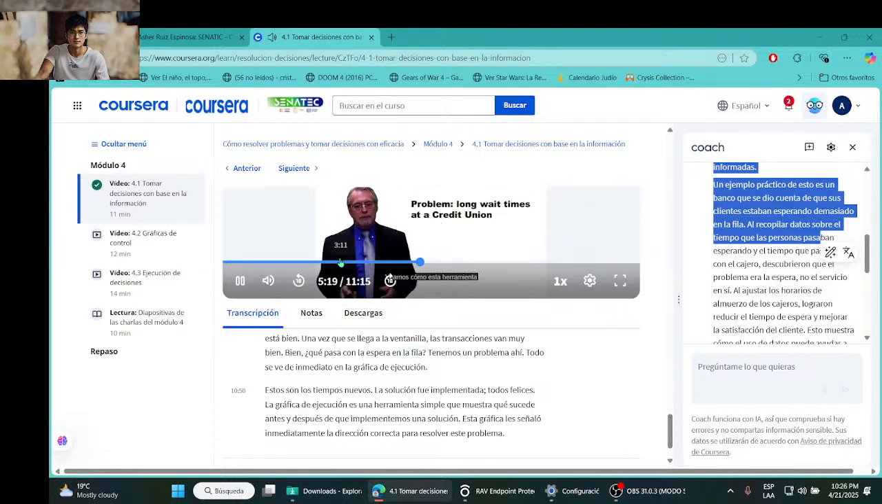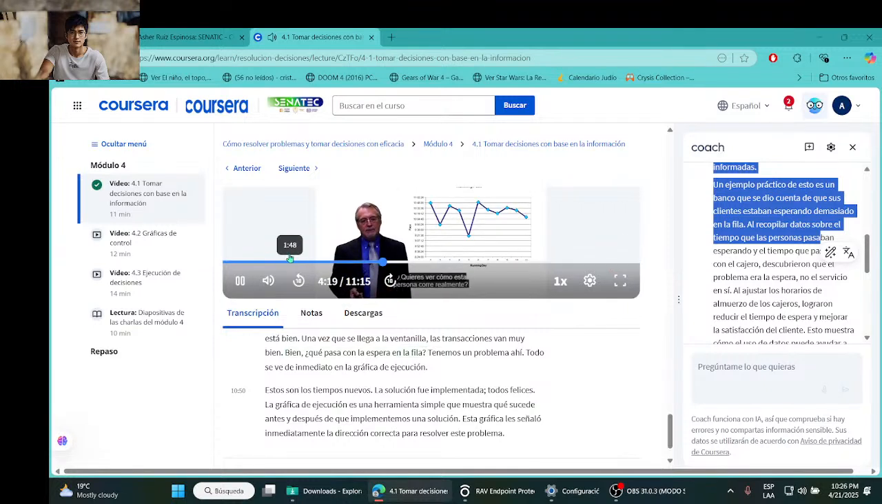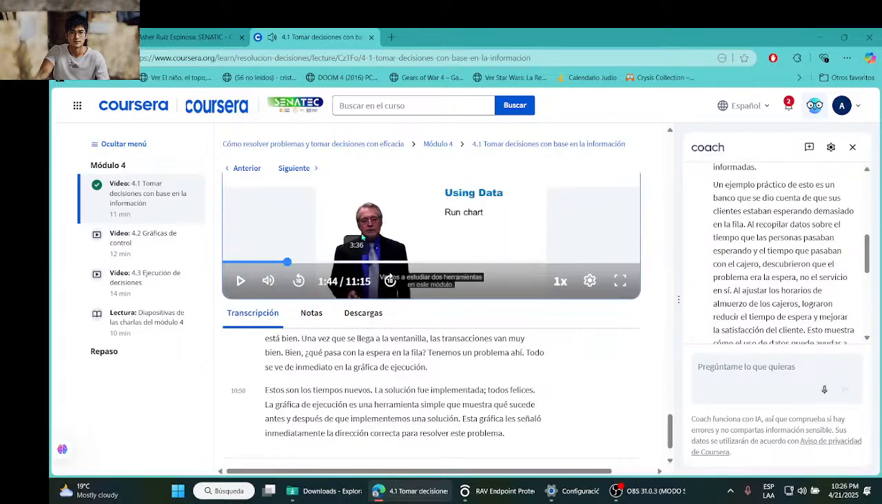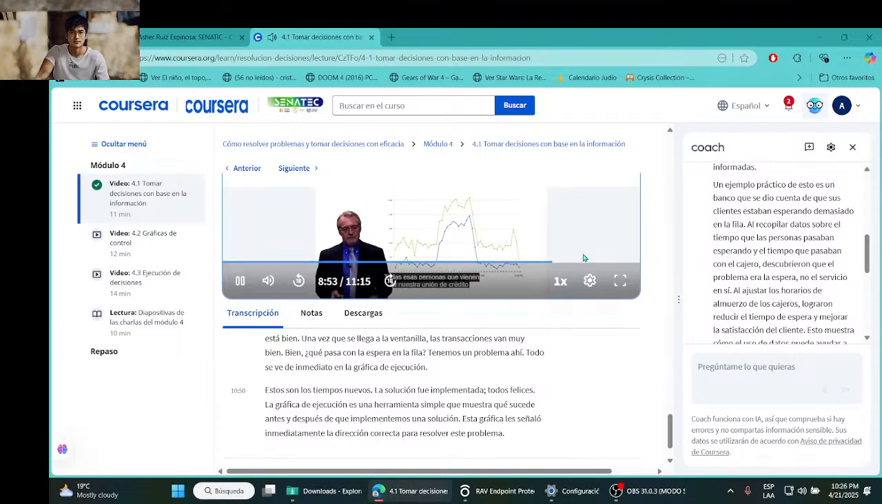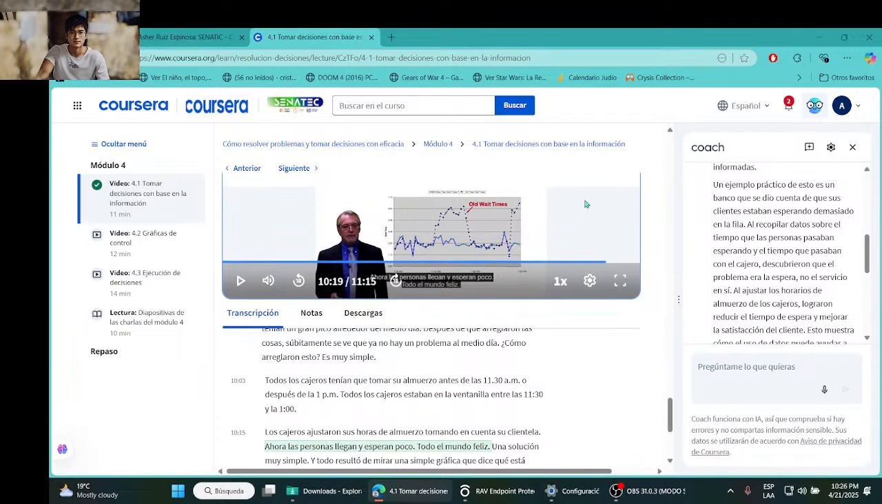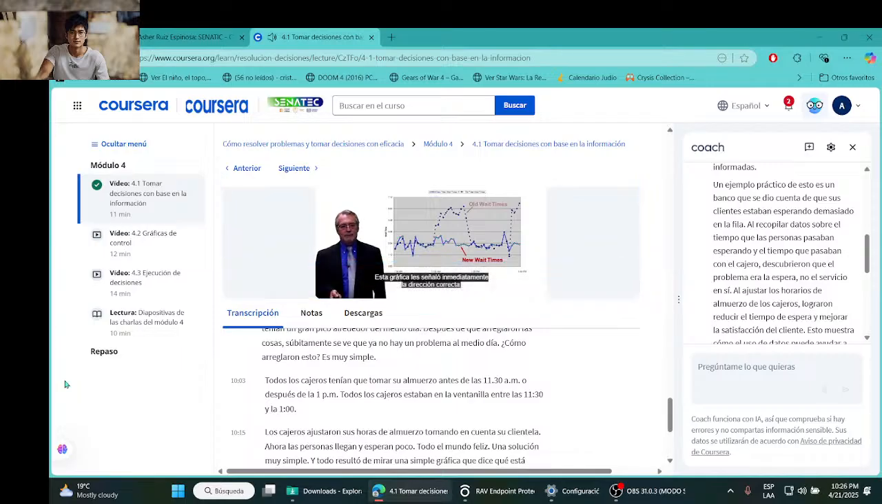We're going to look at two tools. This one chart pointed them in the right direction immediately to solving this problem.